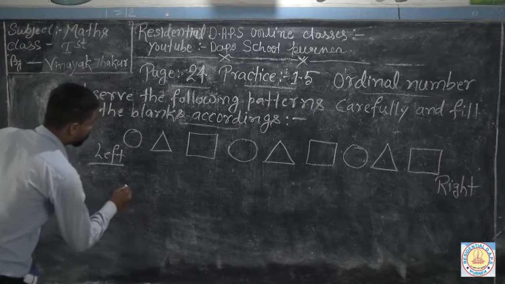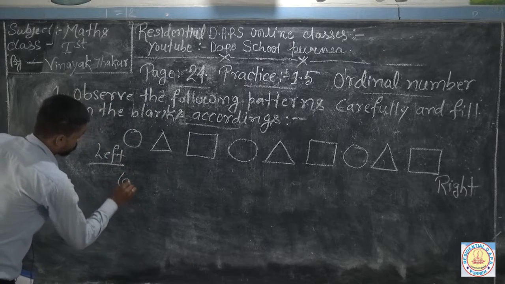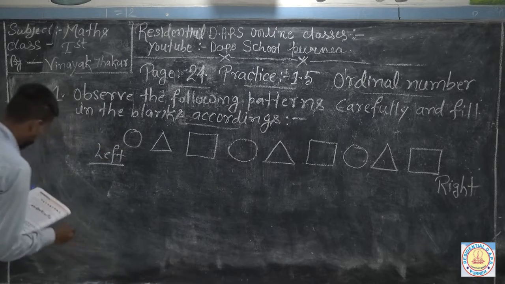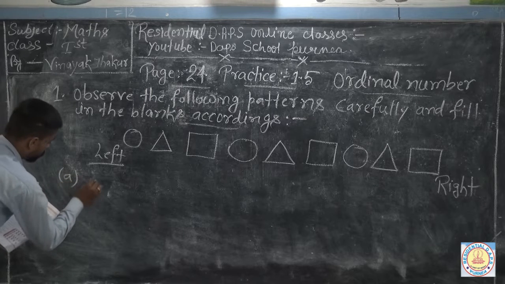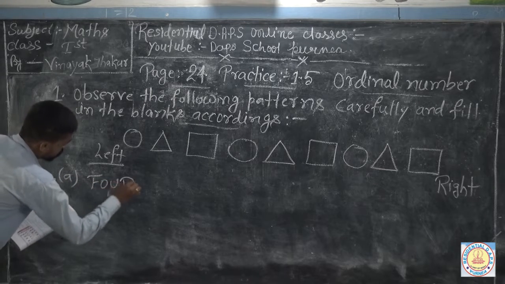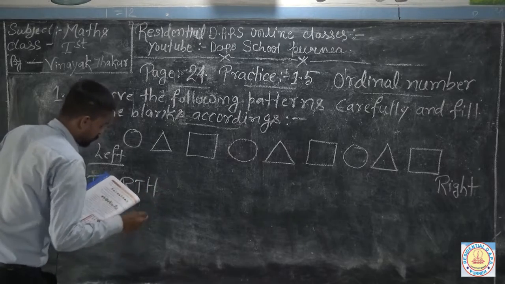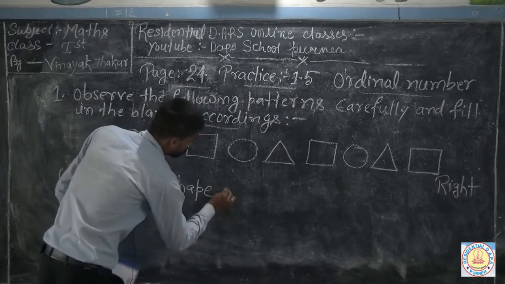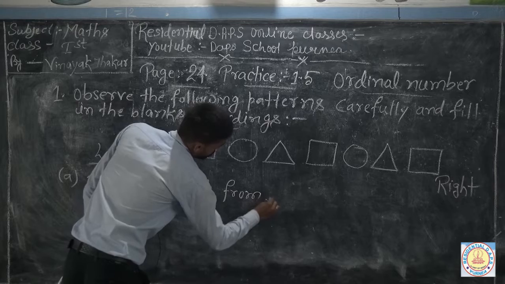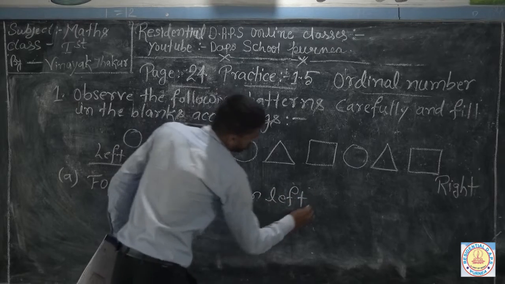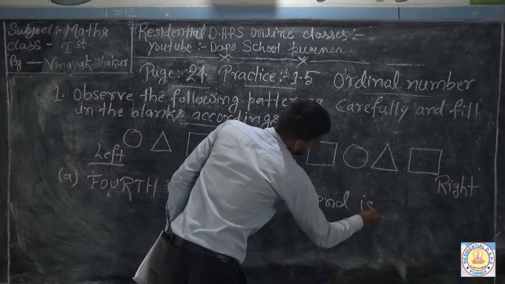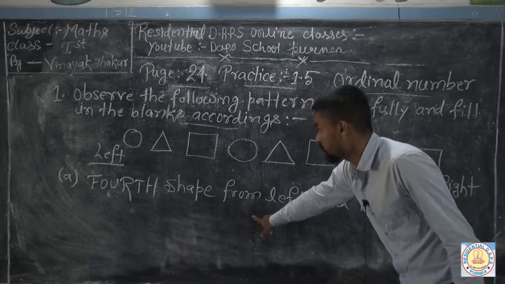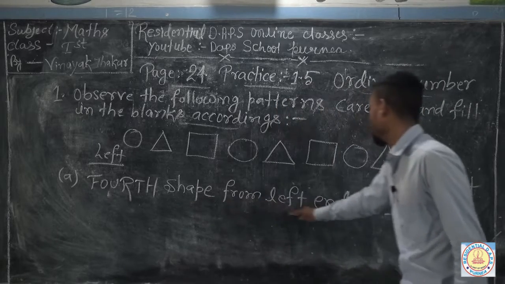So you can easily solve your first question. Your first question is fourth position, F-O-U-R-T-H, fourth shape from left end is dash. So guys, this is your first question, and your first question is fourth shape from left end is.